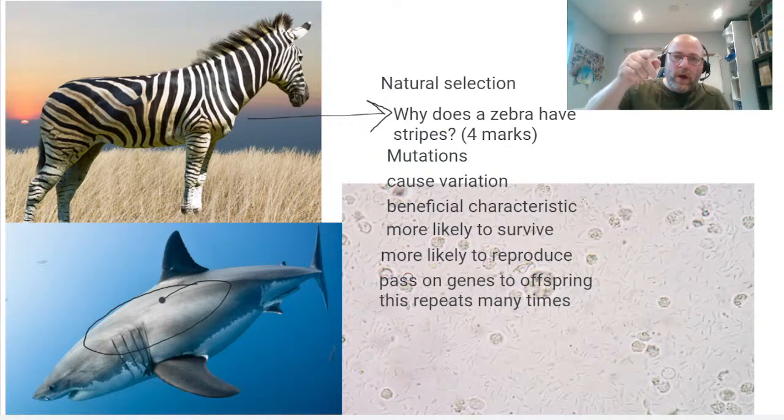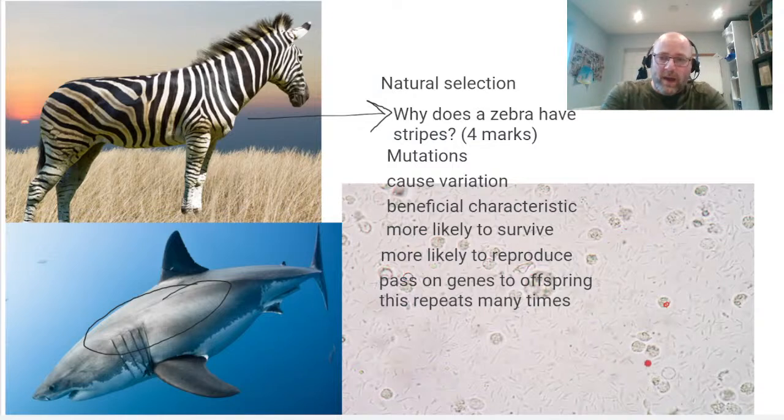Okay, I've got bacteria here. You guys need to know about antibiotic resistance. It's the exact same answer for antibiotic resistance. They just reproduce asexually or by binary fission.